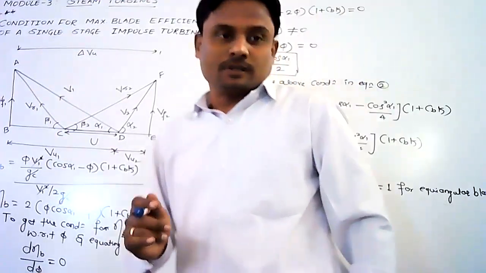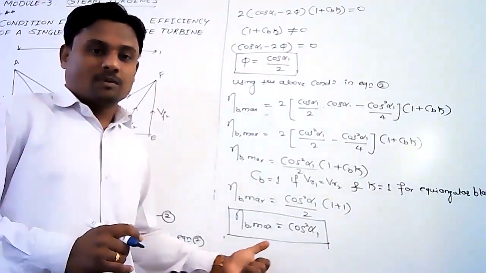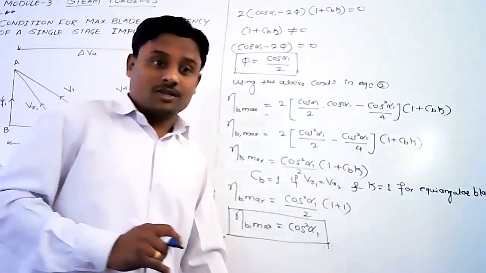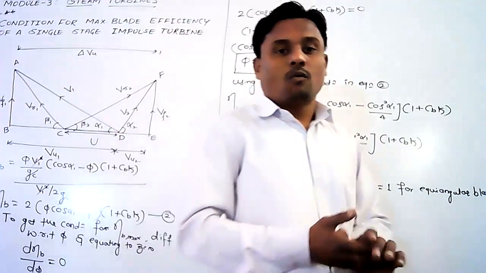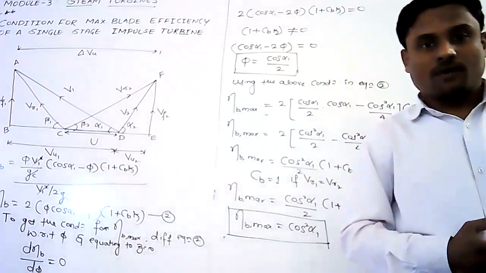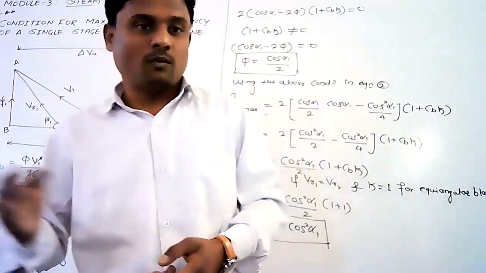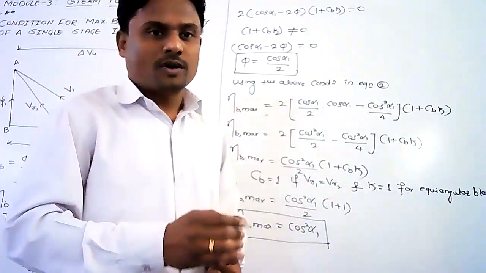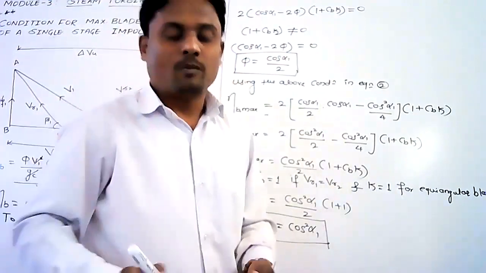This is the final equation for maximum blade efficiency of a single stage impulse turbine, and this is the condition for maximum blade efficiency. Okay, hope this is clear. Watch this video completely. If you have not followed this derivation, kindly watch it again and again, so you'll get the concepts.